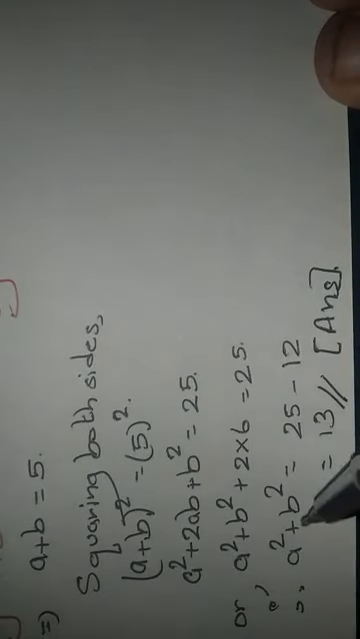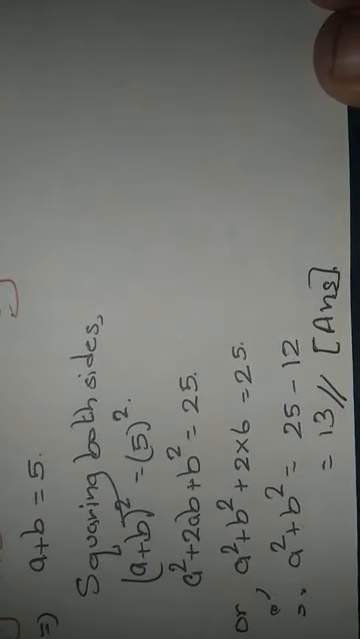Just give me a moment. 2 into 6 equals 25. So therefore a² + b² = 25 - 12, which is nothing but 13.